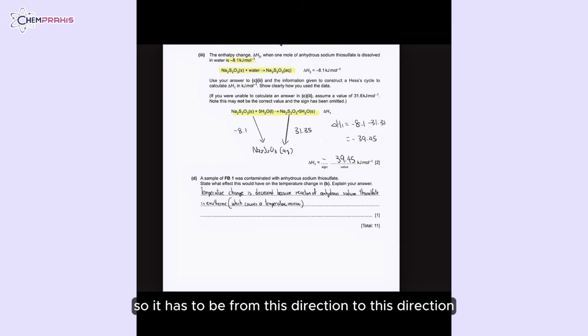So it has to be from this direction to this direction. So we just add negative 8.1, but because the arrow is moving this side and we need the reaction to move this side, it would be negative 31.35, and then you get the answer negative 39.45. Make sure it's 3 to 4 significant figures.